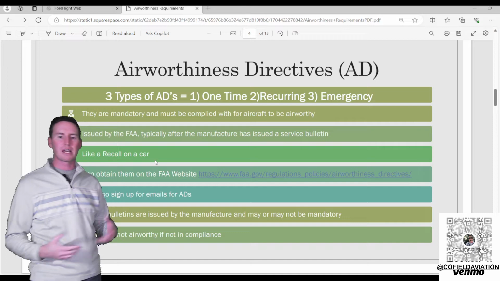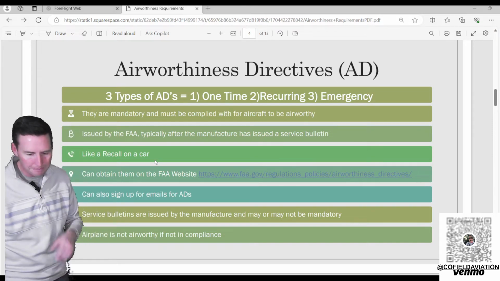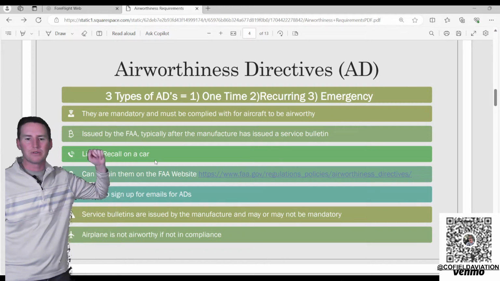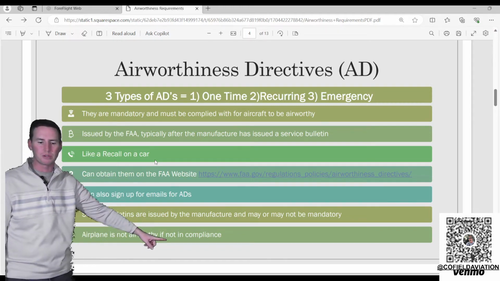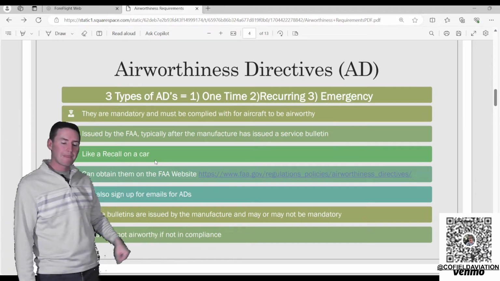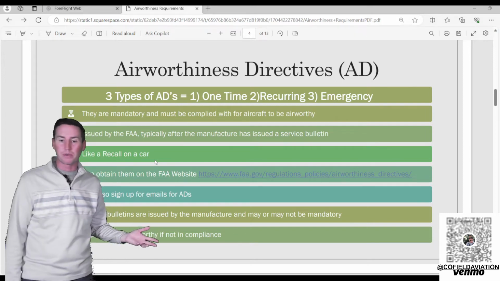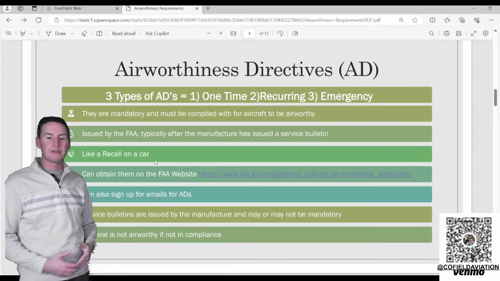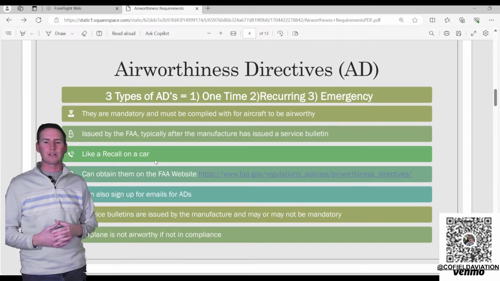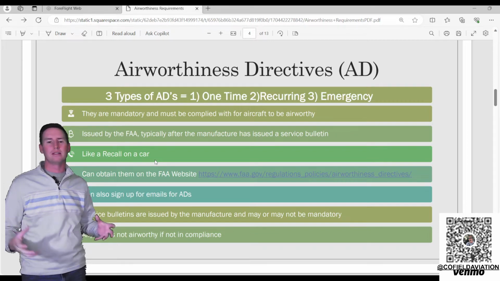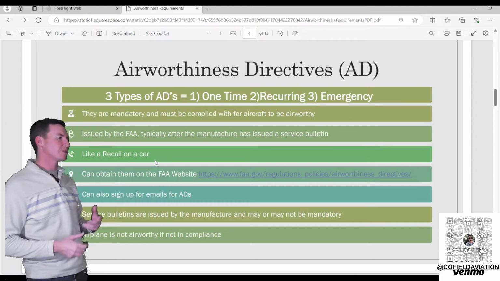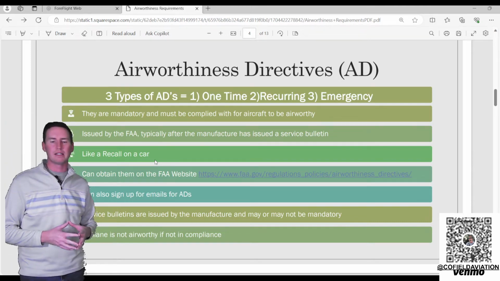Let me give you a little backstory, so kind of how ADs come about. Usually they come after the manufacturer has issued a service bulletin. So what is a service bulletin? Service bulletins are issued by the manufacturer, and they may or may not be mandatory. Let's just say there's an issue with a part. Then it's Textron's responsibility, who made the airframe, or Lycoming if it's the engine, to keep up with that and any dangers.